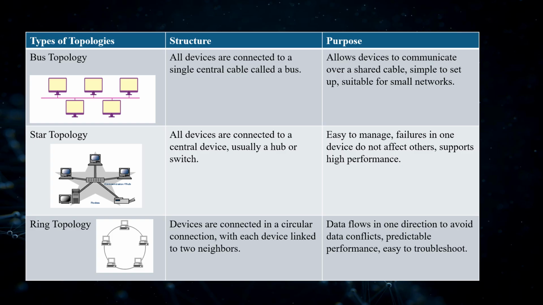Star topology connects devices to a central hub. It is reliable since one device failing doesn't affect the network. Ring topology links devices in a circle with data moving one way. It is organized, but a single failure can break the network.